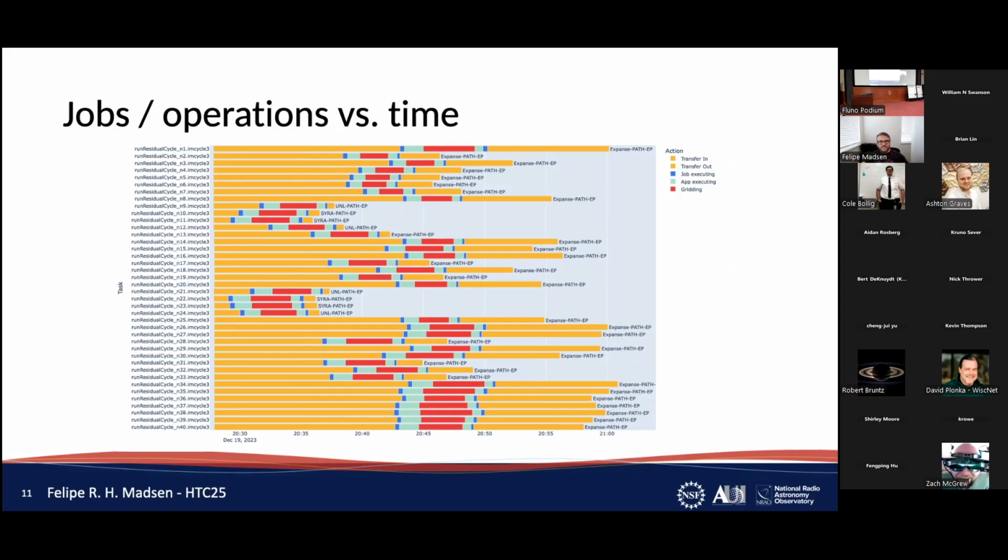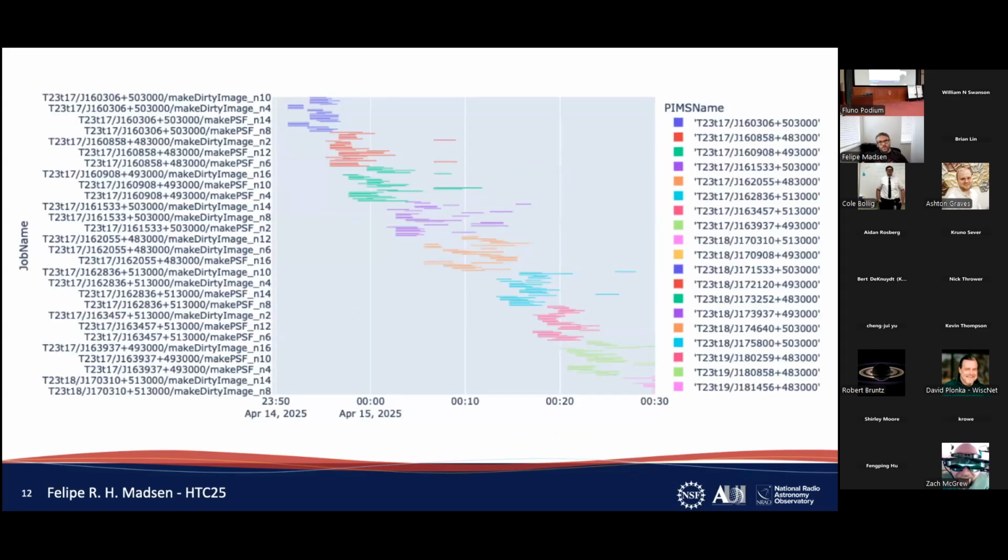But this is showing basically transfers in yellow, and then the job execution in blue. And the red is the domain specific part. But this is for one single image. And if I run this for multiple images, I now just color code by what image I'm running from which input data. And then I can see how my workflow is processing different images as a function of time.